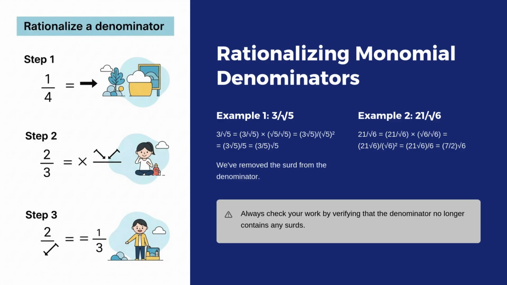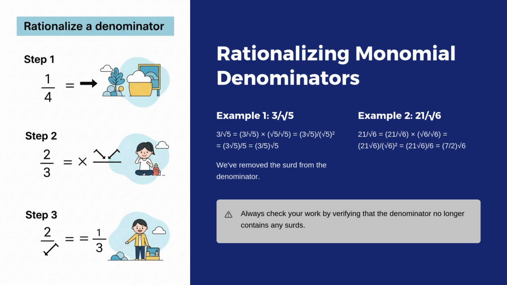Example 2. 21 divided by √6 equals (21 divided by √6) times (√6 divided by √6). This is obtained to remove the surd from the denominator. Equals (21 × √6) divided by (√6)². This is obtained by multiplying the numerators together and the denominators together.